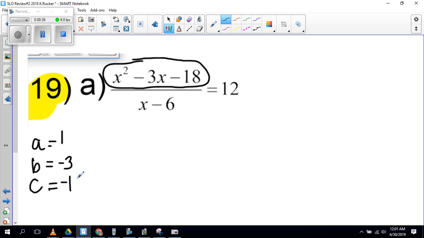So remember, all we do is look in front of this. 1 is in front of the x squared. The negative 3 is in front of the x for the b. And the c is the number just by itself.